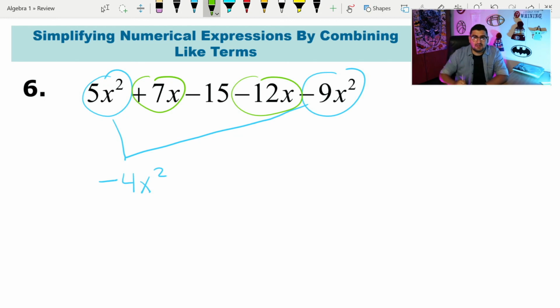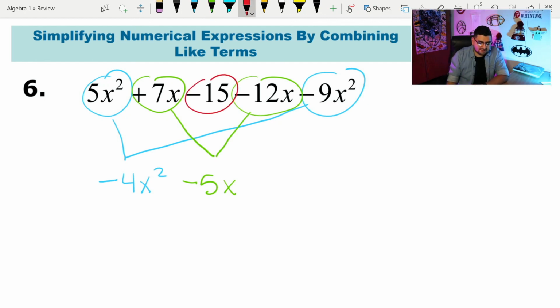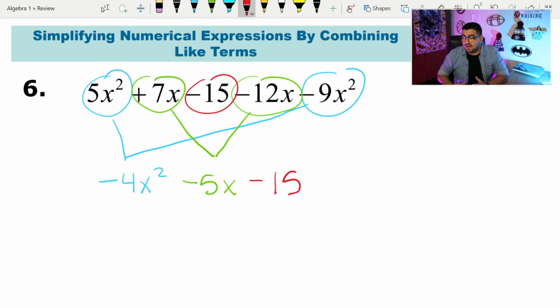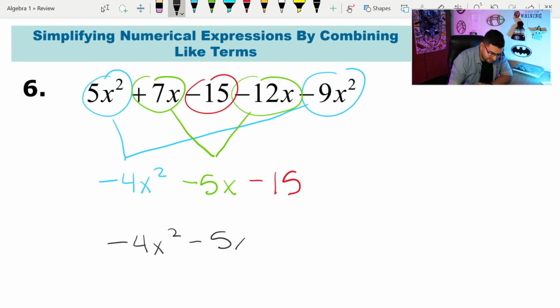Again, we just add up their coefficients. So combining these two coefficients, a 7 and a negative 12, if you type that into a calculator, you'll get negative 5. And then again, our variable stays the same. The only one that didn't change was our constant, which was negative 15. So I'm going to go ahead and just rewrite that. This would make my final answer negative 4x squared minus 5x minus 15.